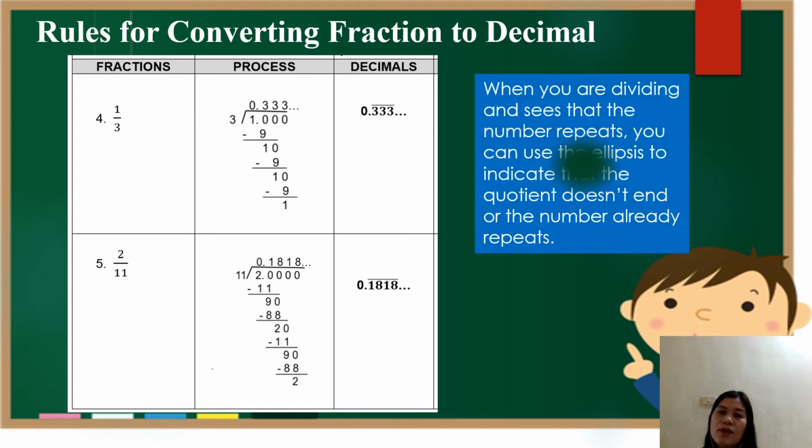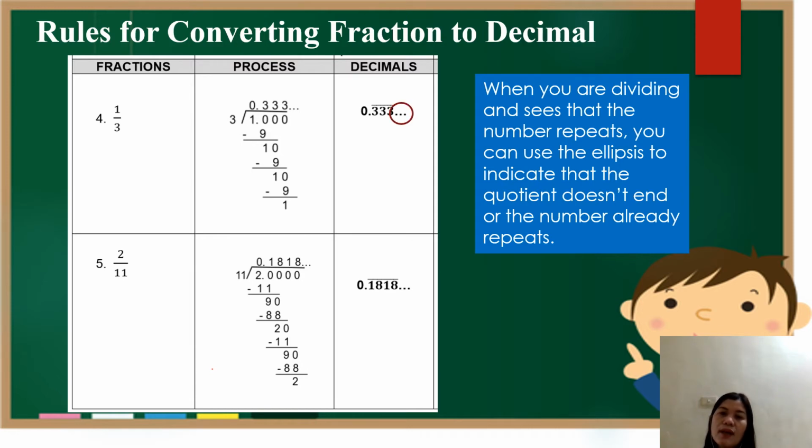So when you are dividing and the number repeats, you can use the ellipsis. The ellipsis is the 3 dots to indicate that the quotient doesn't end. It means endless, it doesn't stop. That is what the ellipsis means.